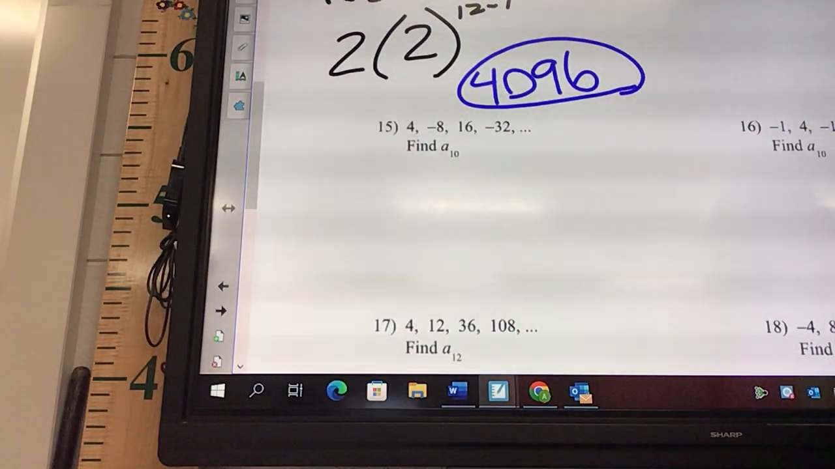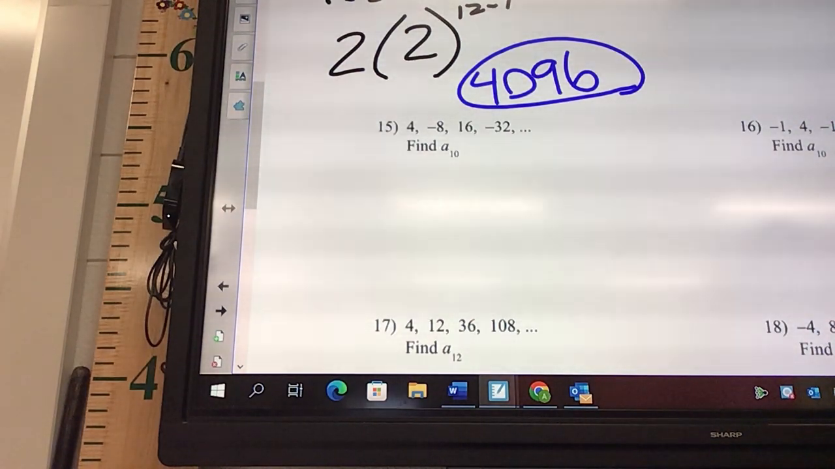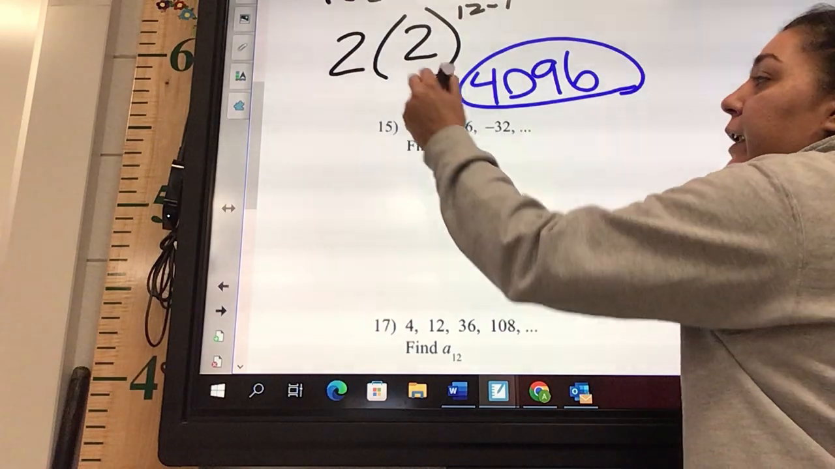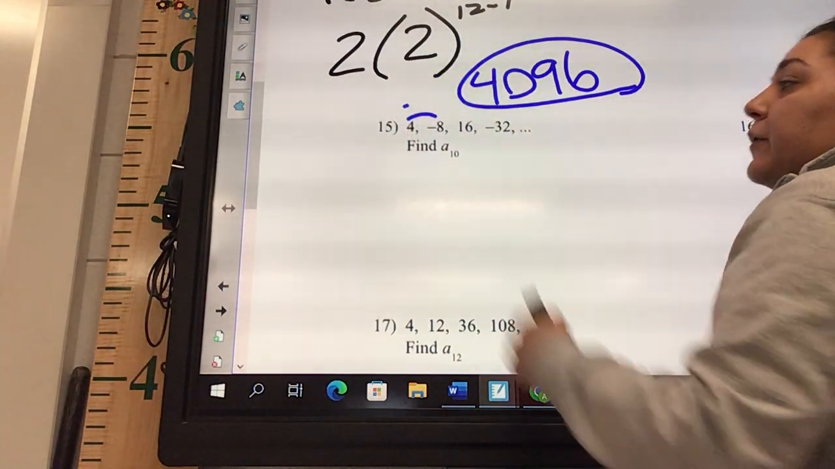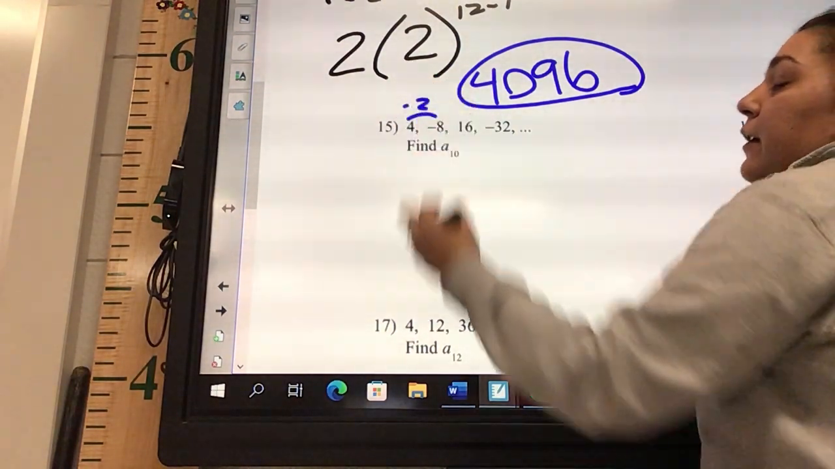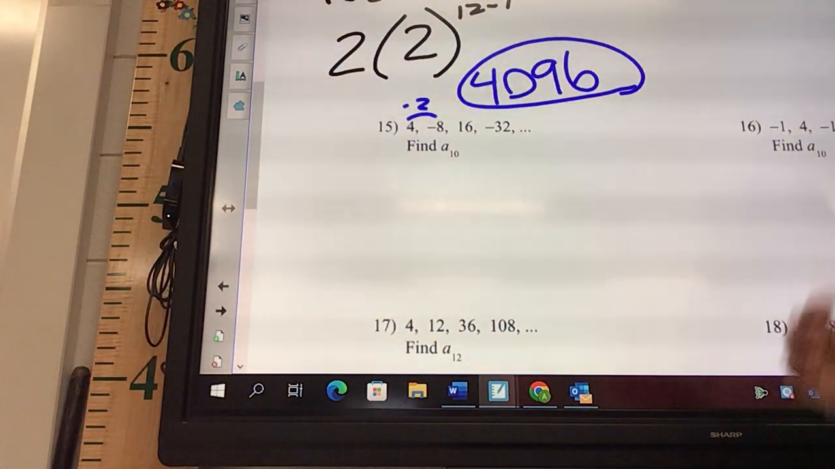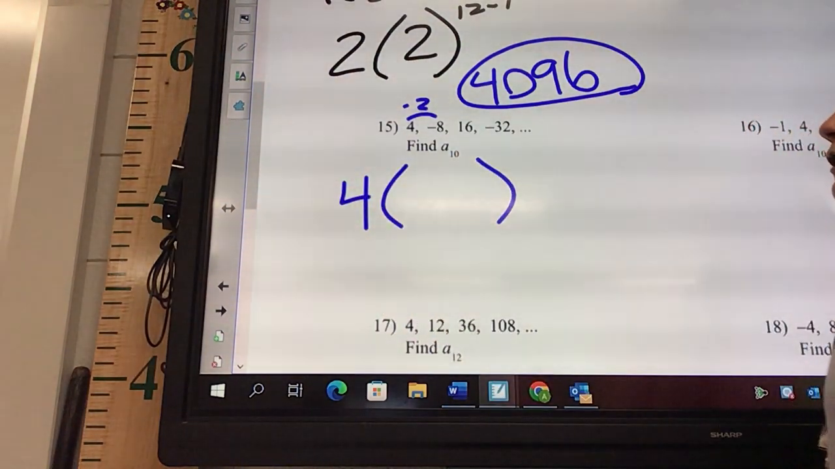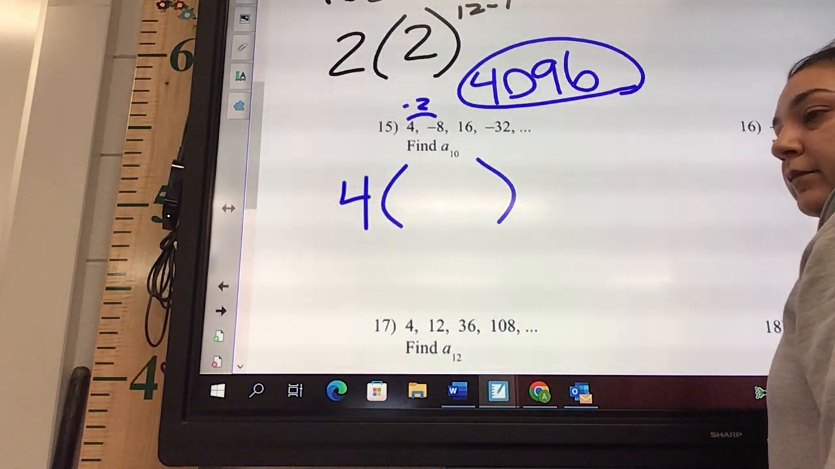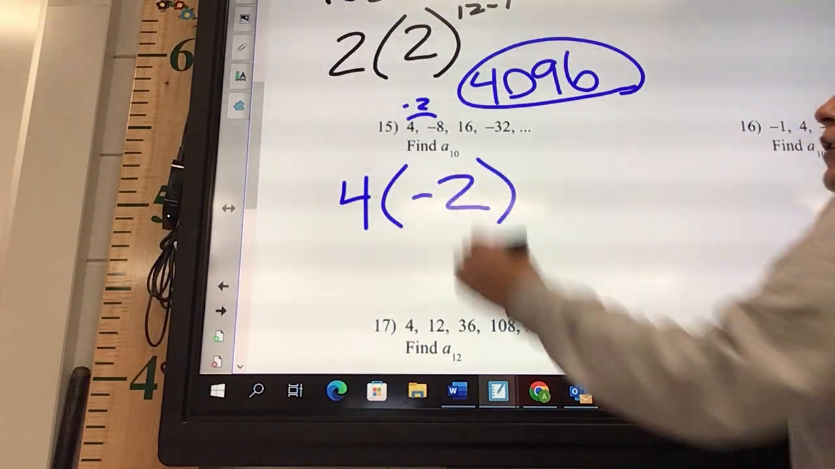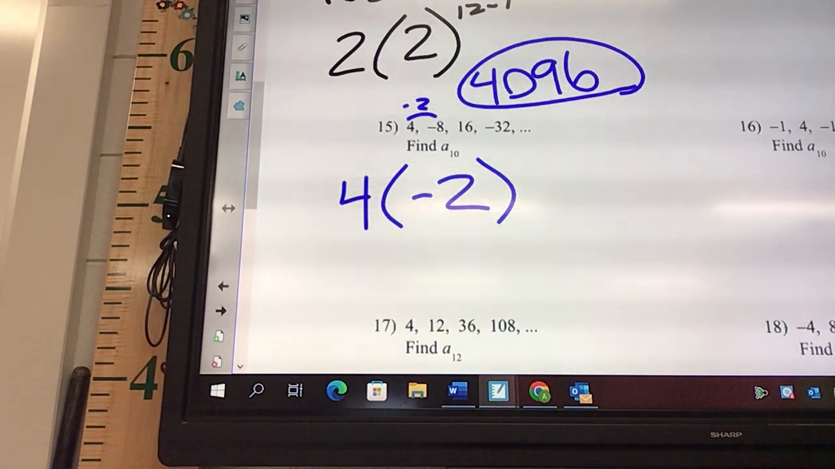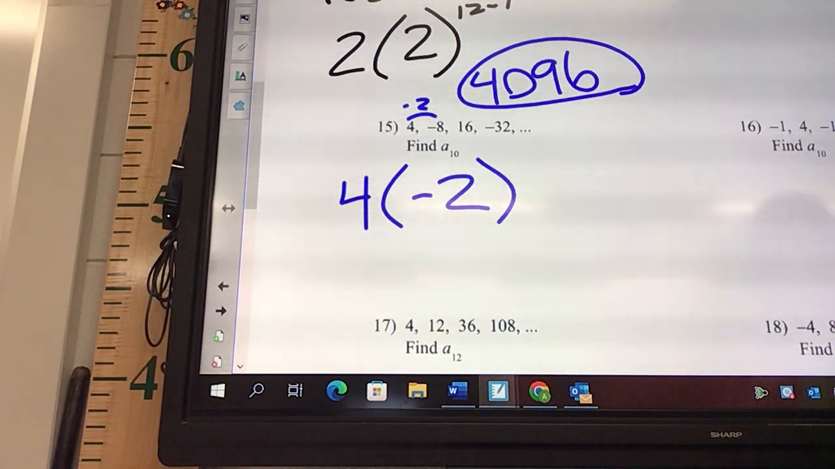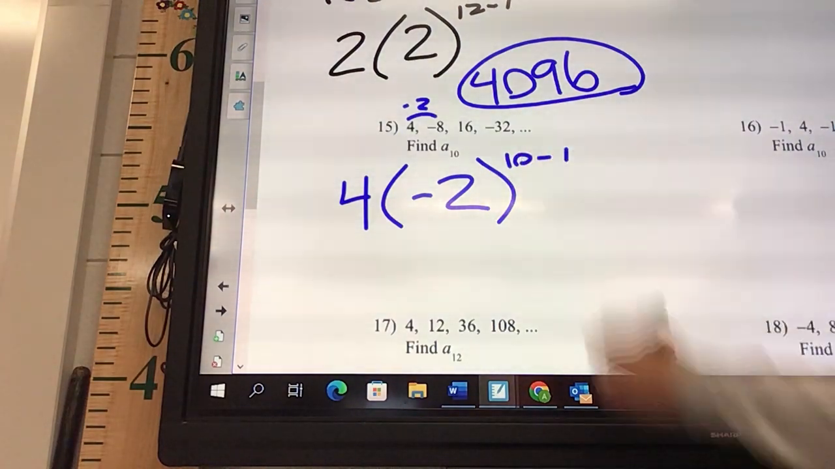Look at 15. What is the common ratio? -2. See how they're alternating? That lets you know it needs to definitely be negative. So 4 times 2 is going to be 8. What is my A? A is 4. What is my common ratio? -2. What term are they telling us to find? 10 minus 1.